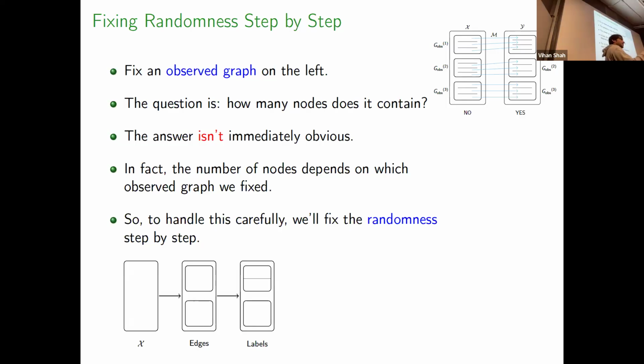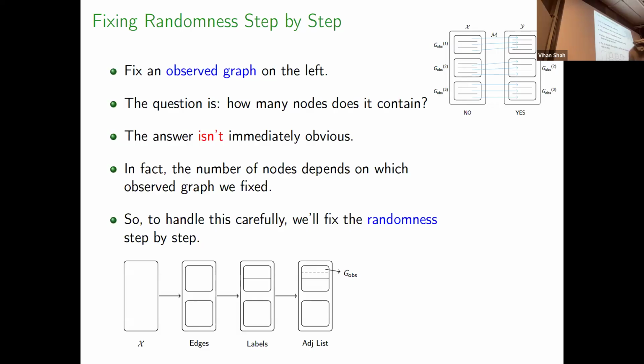So the labeling is basically a permutation. We fix the permutation, so now this box gets divided into multiple parts. And then maybe we also fix some part of the adjacency lists. Once we do all these fixings, we end up at this observed graph. And now I have this particular observed graph in my hand, and I know what part of the randomness I've fixed and what part I've not fixed.